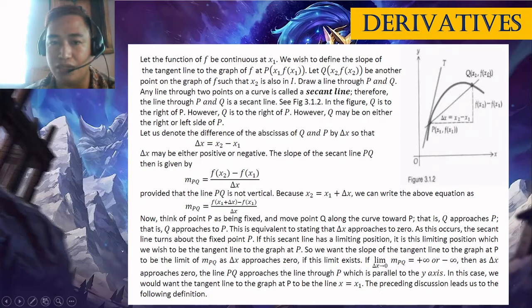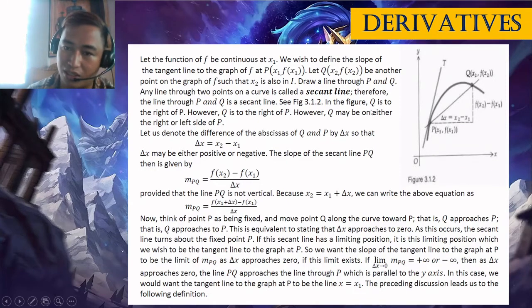So this is our interval I, and the line through P and Q. Any line through 2 points on a curve is called a secant line. So this is a secant line, not yet the tangent line. Therefore, the line through P and Q is a secant line. In the figure, Q is to the right of P. However, Q may be on either the right or left side of P. Here we just use the right side as an example.